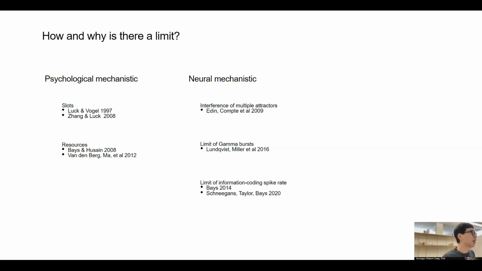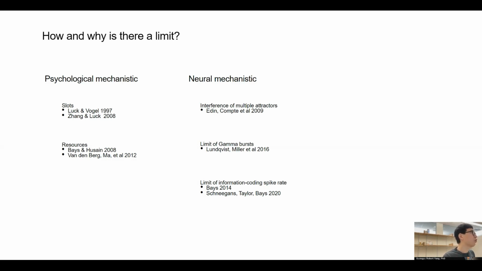And another idea, which is kind of a neural instantiation of the resource idea in psychology, is that we have a limited number of spikes in our brain. So at any given moment, we have only this many spikes. And you have to use spikes to encode information. So if you have a limited number of spikes, then maybe you just can't store everything that you want to store.